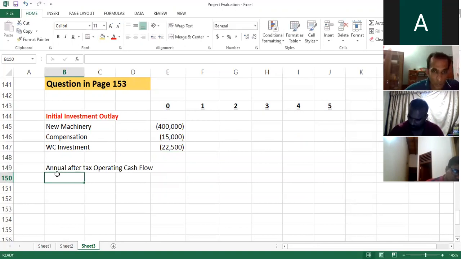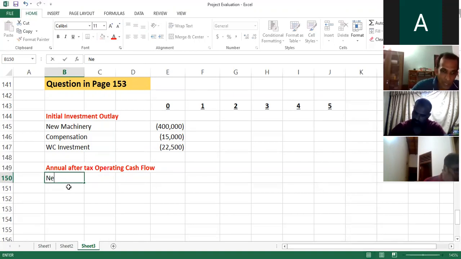Annual after tax operating cash flow. Okay, so in this question it's fairly easy, right? Why? Net operating cash flow before tax is given directly. When the net operating cash flow before tax is given, you know how to calculate net cash flow after tax, right?